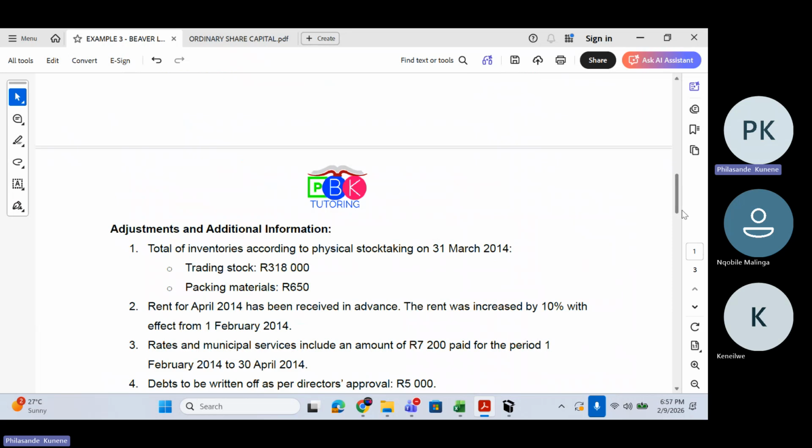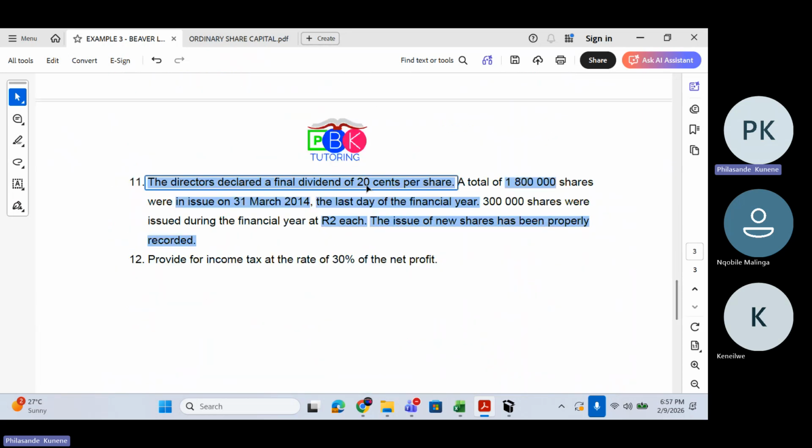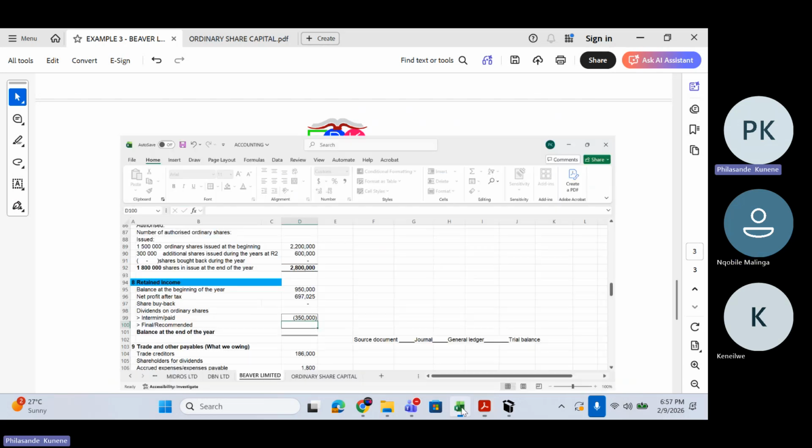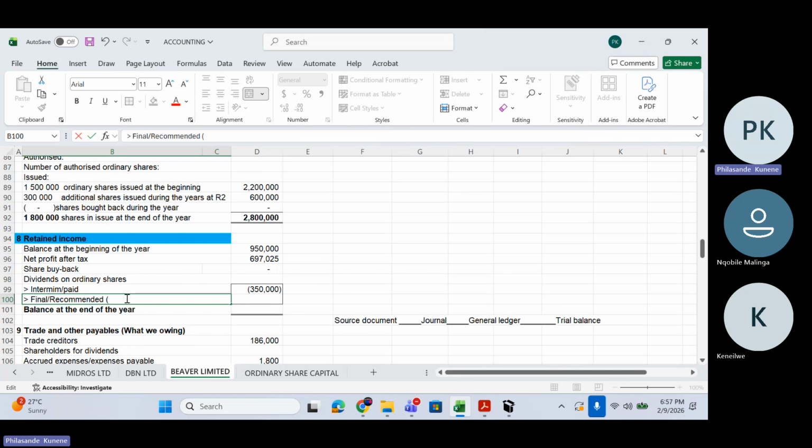So the final dividends, they told us that the directors declared a final dividend of 20 cents per share. A total of 1.8 million shares were in issue on 1 March. So how are we going to calculate the final dividends? 360,000, very good. 360,000 because we're saying 1,800,000 multiplied by 0.20 or 20 over 100. Yes, 1,800,000 multiplied by 20 cents, which is 0.20. Then how much are we getting? 360,000, right?